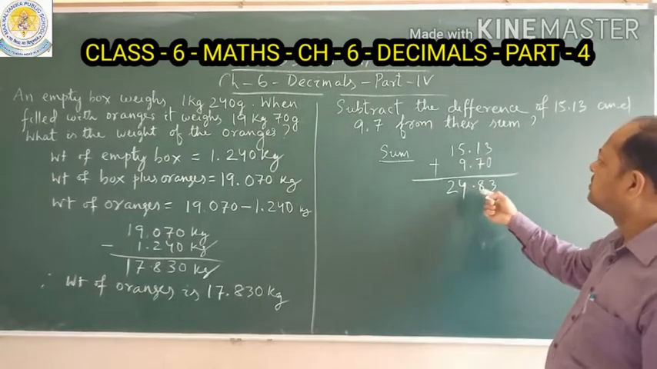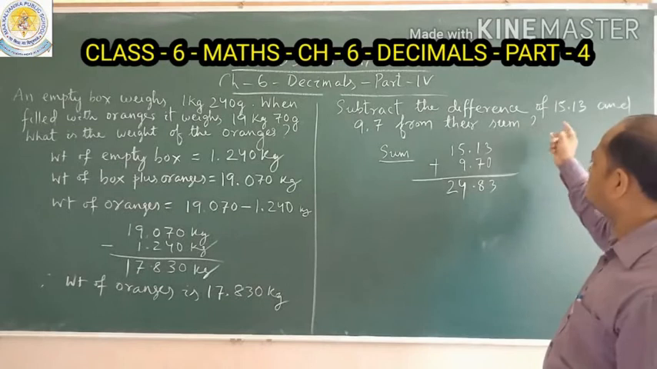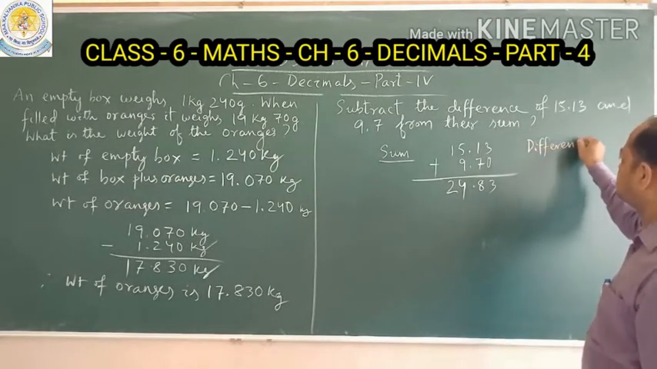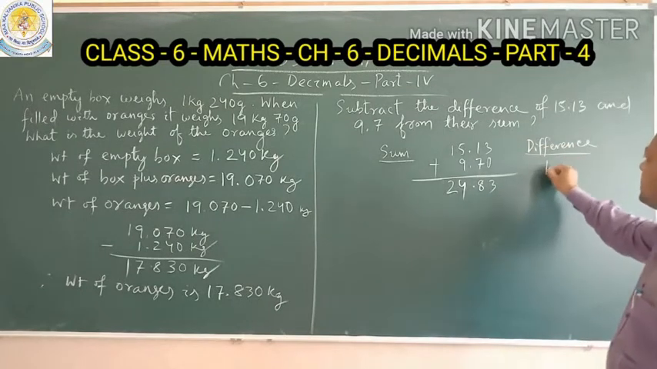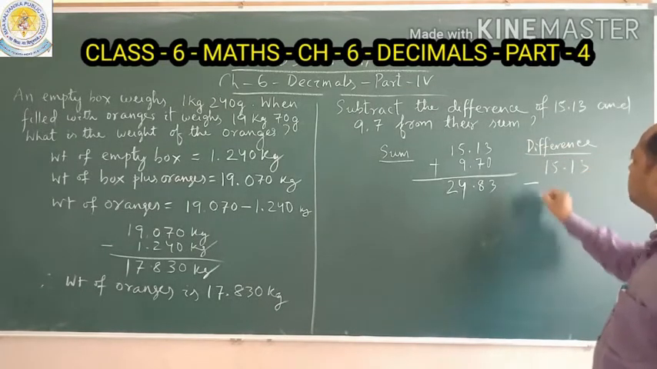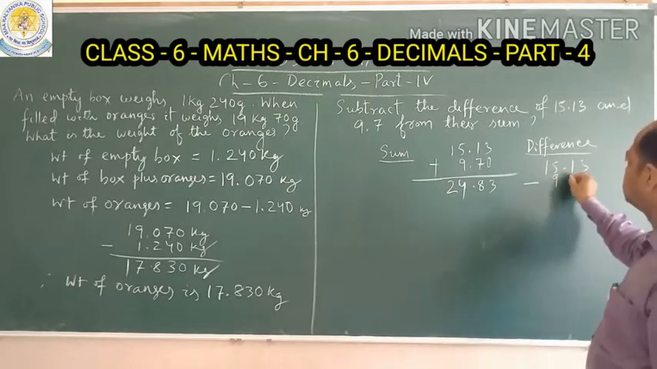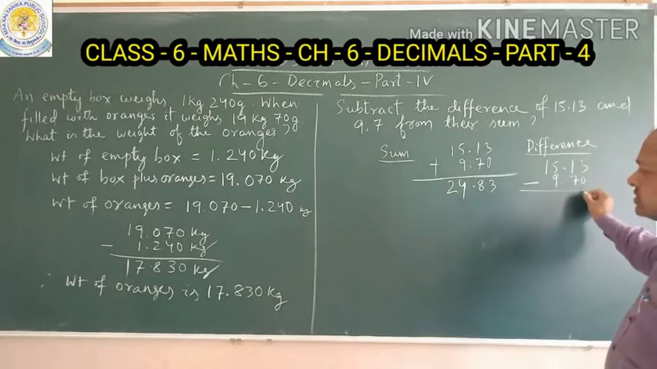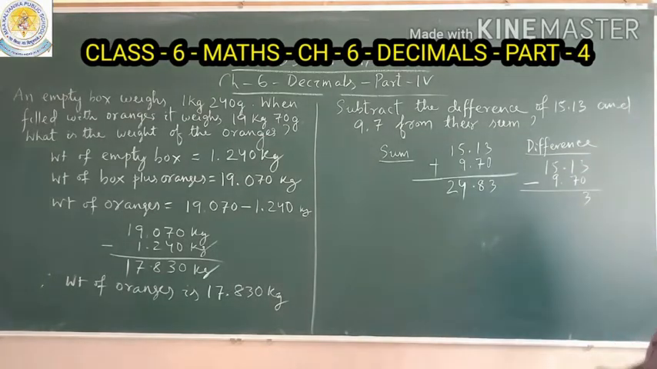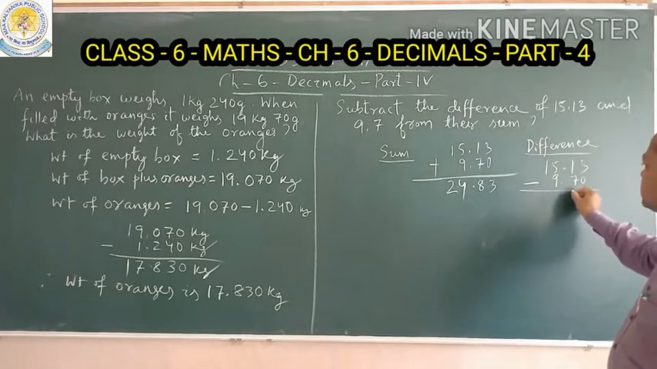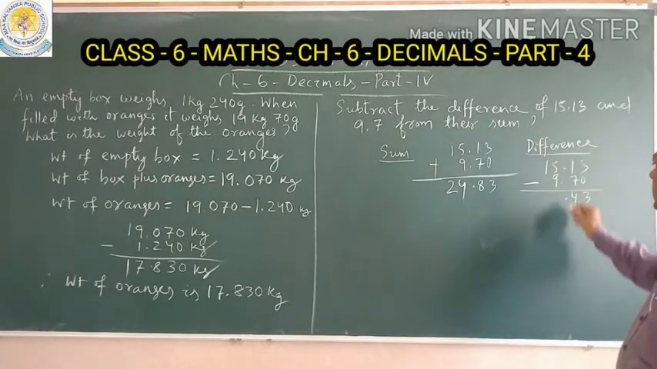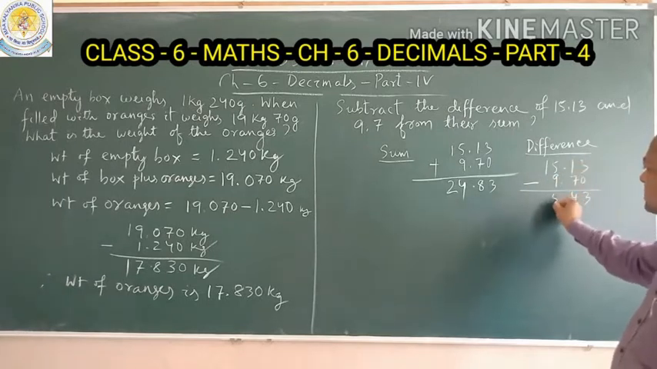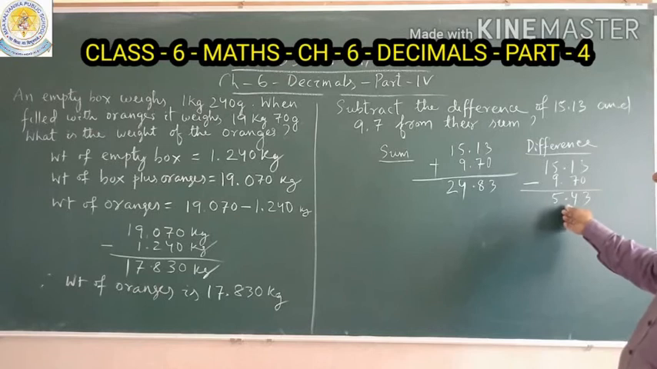So it is the sum now, and we subtract the difference of this. Now find the difference. So write here difference. 15.13 minus 9.7. So do the minus now. Put a 0 here. 3 minus 0 is 3. 11 minus 7 is 4, and 1 is carried here, so here it will be 4. So 14 minus 9 is 5. So what is the solution here?